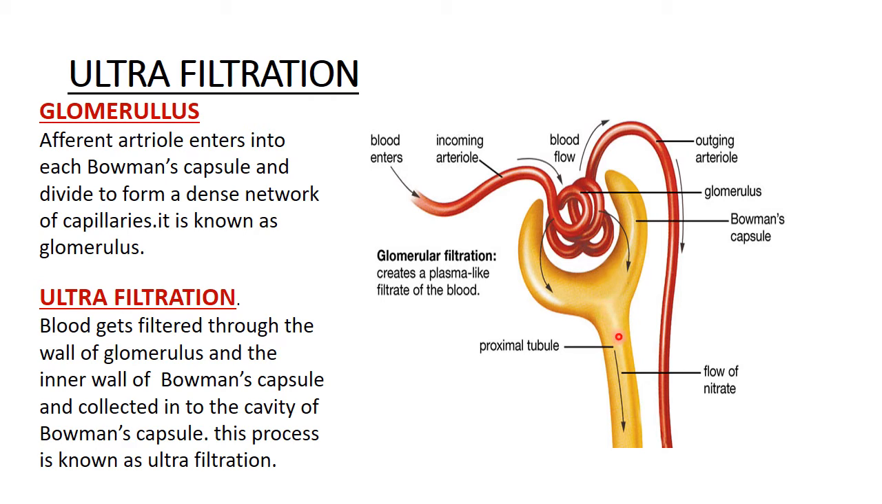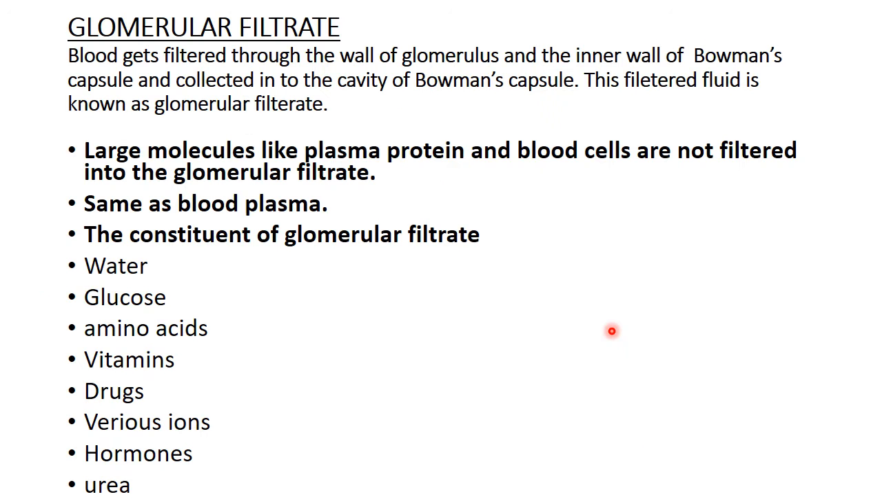It passes through the nephron. So look at this. This is glomerular filtrate. What is glomerular filtrate? Blood gets filtered by ultrafiltration in the wall of the glomerulus and Bowman's capsule, and after filtration we call it glomerular filtrate. Blood gets filtered through the wall of the glomerulus and the inner wall of Bowman's capsule and is collected into the cavity of Bowman's capsule. This filtered fluid is known as glomerular filtrate.